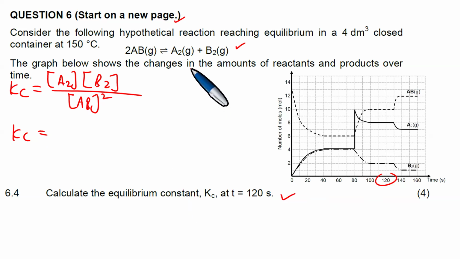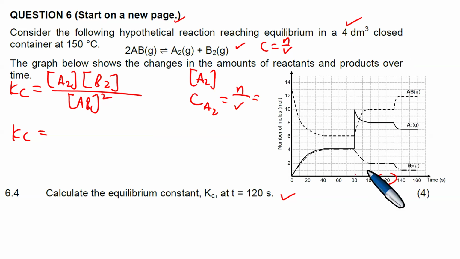But we remember that if we need to find the concentration of A2, because we know that concentration is number of moles over volume, we can see that the volume is 4. So concentration is number of moles over volume, for A2, at time 120 seconds. Let's read the moles.